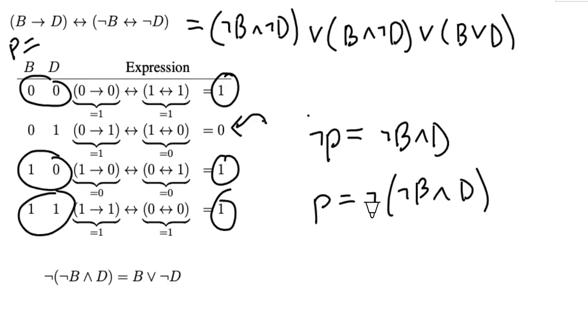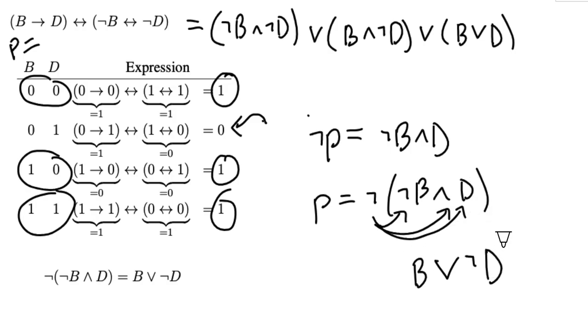And then we're going to distribute this complement in. It turns this upside down. So now it's going to be or instead of and. That's going to be a B. That's going to be a not D. So doing that, we have just written down a simplified form.